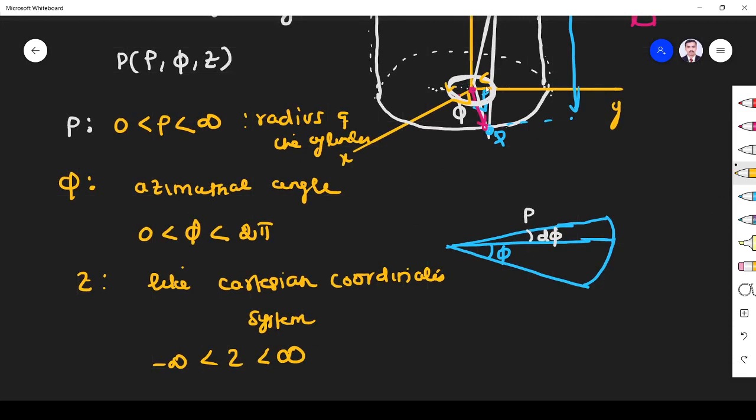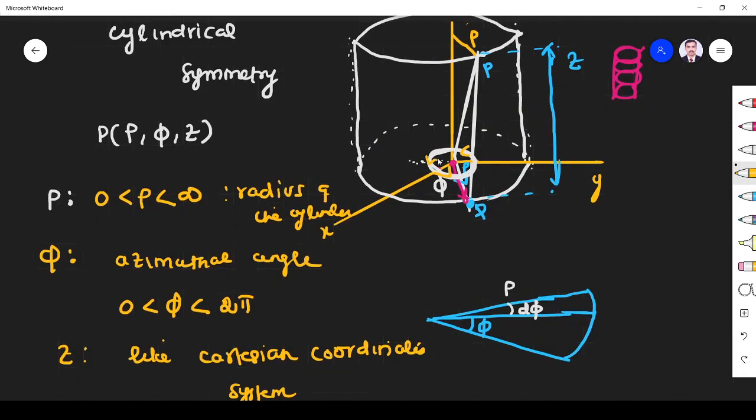It is like a circle. You can imagine this as watching from the top of your room, and if you draw a full circle around the axis, that is your phi. This is my rho, from the x-axis it is in the phi direction, and from this plane the height is z. So this is my point P, represented by rho, phi, z. This way we locate a point in free space in the cylindrical coordinate system. Rho is this length, phi is this angle, z is this height.